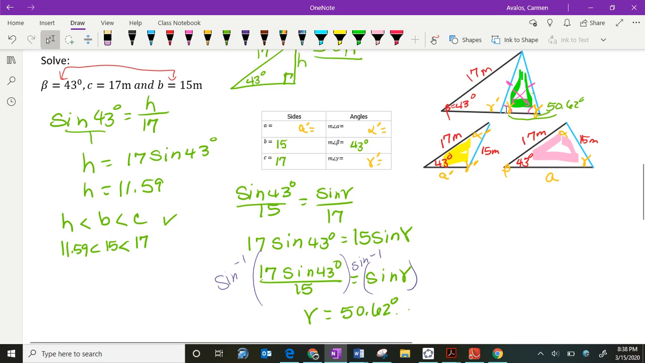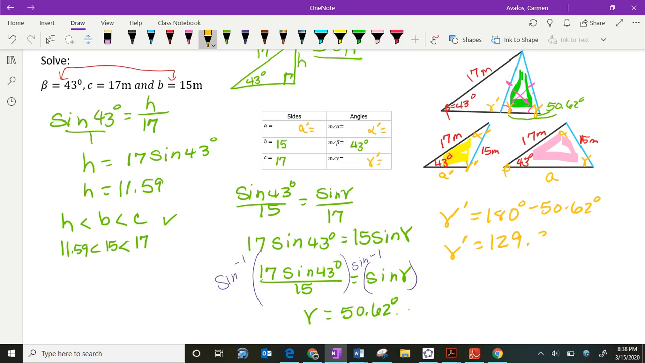But in the triangle, these two are the same. So if this is 50.62, I could figure out what this obtuse angle is just by subtracting from 180. So we write down that gamma prime is equal to 180 degrees minus 50.62 degrees. So gamma prime is going to be 129.38, an obtuse angle.